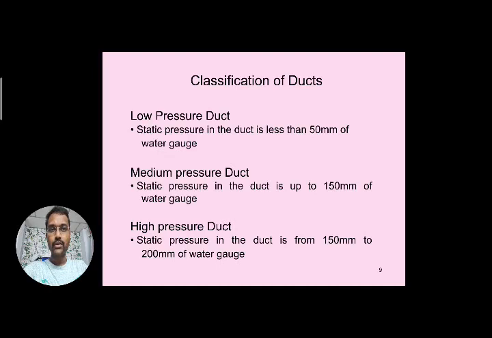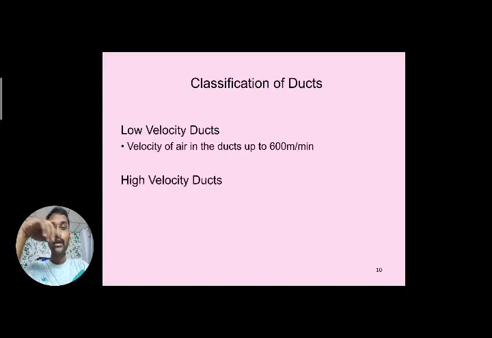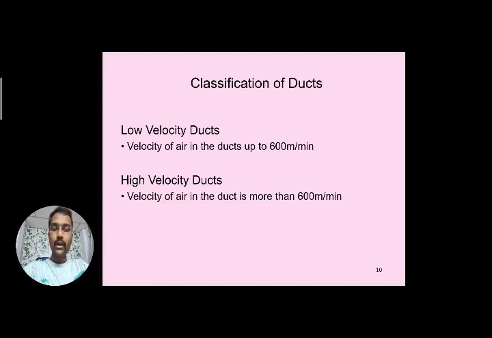So this is regarding the classification based on the pressure systems, right? Next, depending on the velocity, low velocity ducts and high velocity ducts. You can see here the velocity of air in the ducts up to 600 meters per minute. Okay, velocity of air. If you measure the velocity in the duct, when the equipment is sending the air with a velocity of up to 600 meters per minute, we can choose the low velocity ducts. We can assume that those are the low velocity ducts.